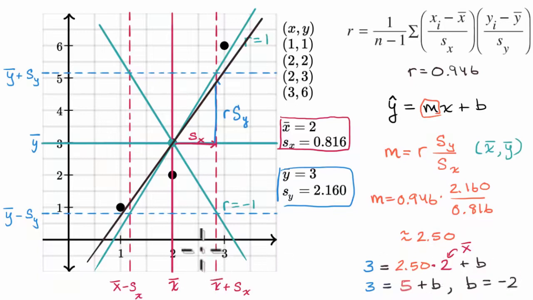And so there you have it. The equation for our regression line. We deserve a little bit of a drum roll here. We would say y hat, the hat tells us that this is the equation for a regression line, is equal to 2.50 times x minus 2. And we are done.